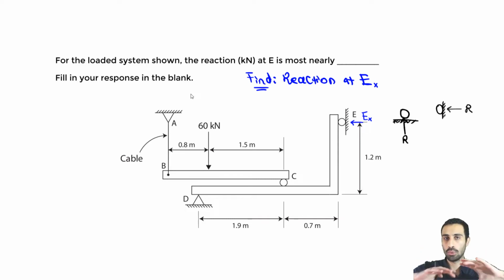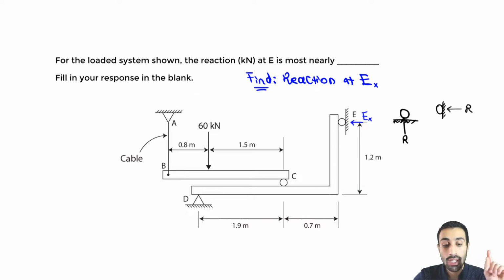What this tells me is I have to consider the whole system, and I'm going to break it apart first. I'm going to break it apart into respective free body diagrams for beam BC and the free body diagram for the L-shaped beam, let's call it DCE. Then I'm going to find the reaction at C. Ultimately, I want to determine that reaction at E. So that's a lot of words, but we will do exactly just that.